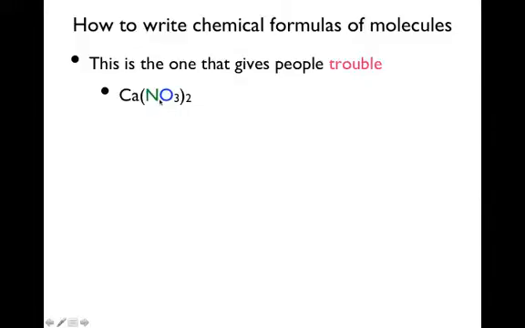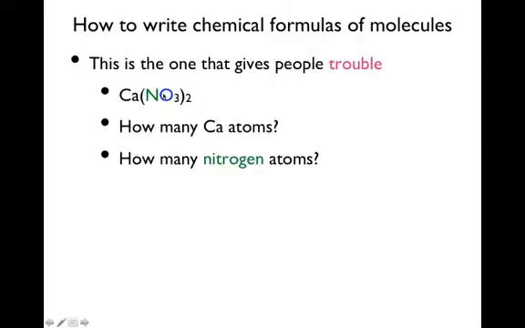There's a 1 implied to the right of the nitrogen. 2 times 1 is 2, so there are 2 nitrogens as well. So again, we've answered these questions. How many calcium atoms, how many nitrogen atoms, how many oxygen atoms?